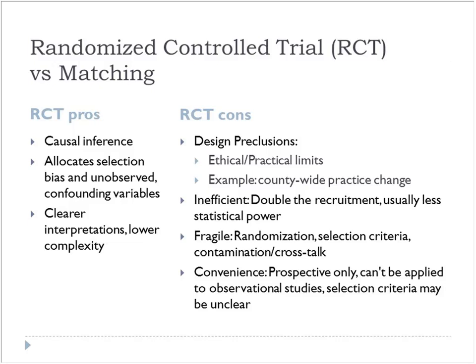And of course, in the cons, there are certain preclusions where you're never going to be able to randomize. One example is a countywide practice change. That's what happened with the PI study. We didn't have available a comparison group that was cotemporal, that was in the same county at the same time. So we had to use a historical group and match them. And of course, a lot had changed over that time.